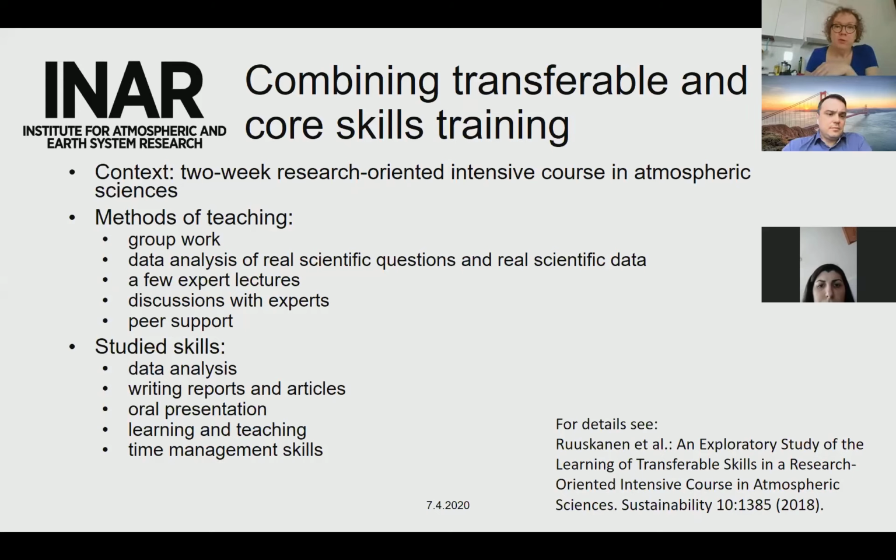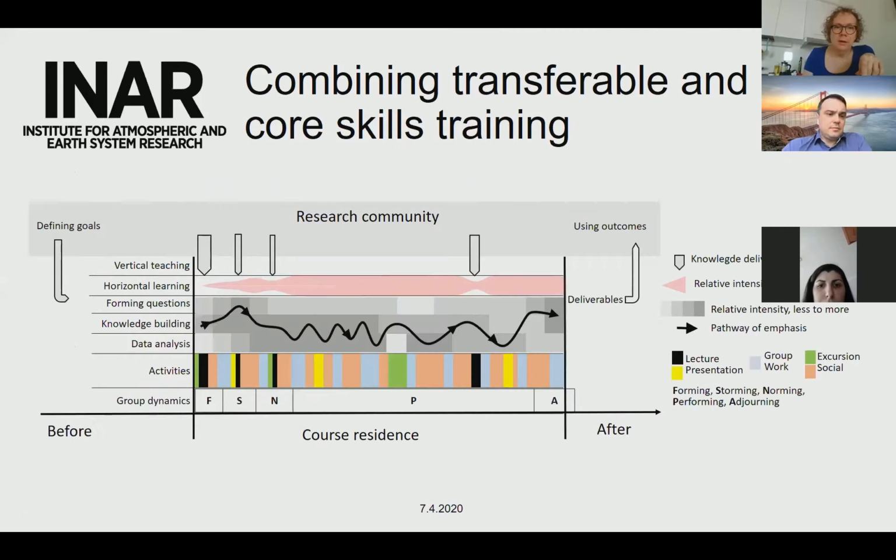But we made a small study about how students themselves felt they learned during this kind of course. And we studied especially transferable skills, namely data analysis, report and article writing, oral presentation, learning and teaching, and time management skills. And we have published a paper on this, which you can find. And this is quite a complicated picture.